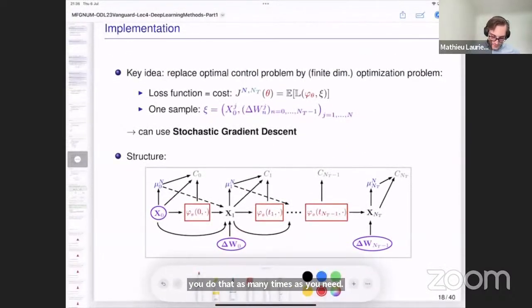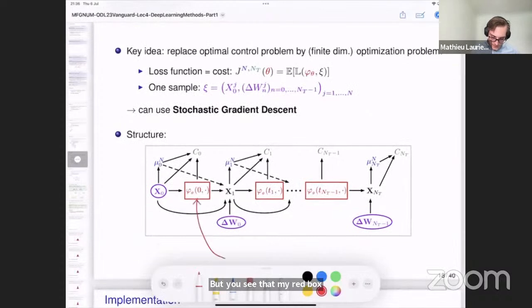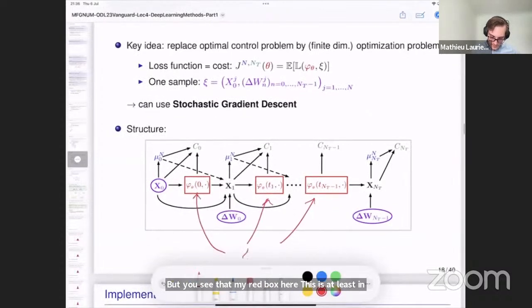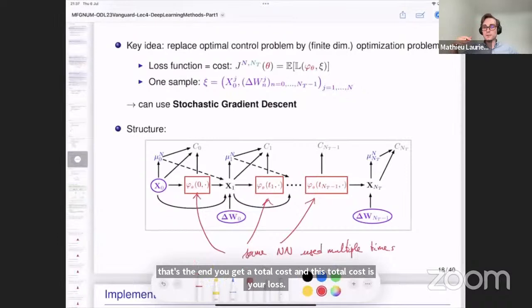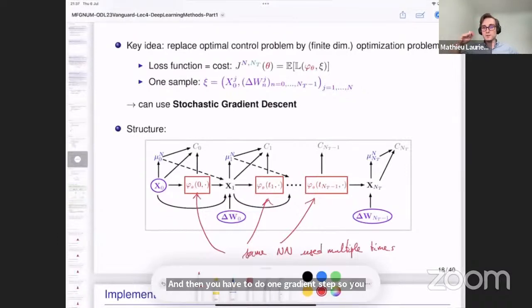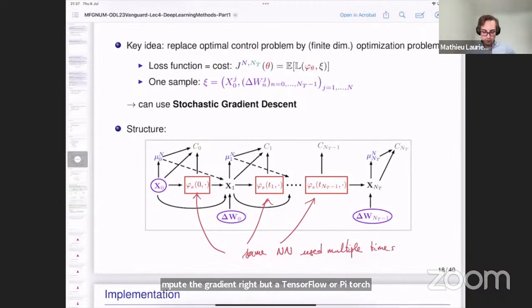But you see that my red box here, at least in my notation here, is the same neural network used multiple times. So you use the same neural networks for each time step, and at the end you get a total cost, and this total cost is your loss. And then you have to do one gradient step. So you see, now if I ask you the gradient with respect to one of the parameters in theta, it is going to be pretty painful to compute the gradient, right? But TensorFlow or PyTorch does that for you automatically.